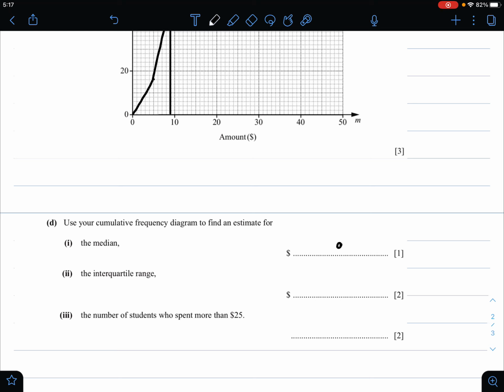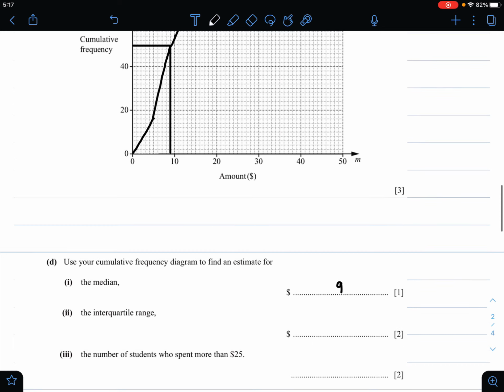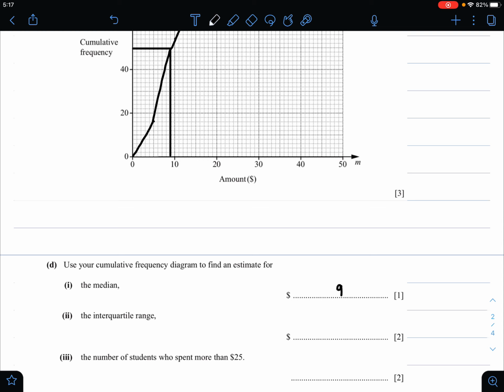Now it's okay if your answer is not the same as mine, because usually for these types of questions, that is D part 2 and 3, they will give a range of answers. So they probably give a range for the median as 9 to 10 or 8.5 to 9.5, something like that. So if your answer is not exactly the same as mine, that's okay.